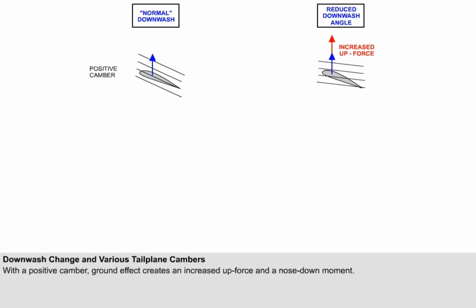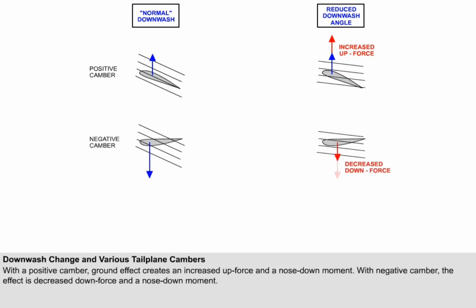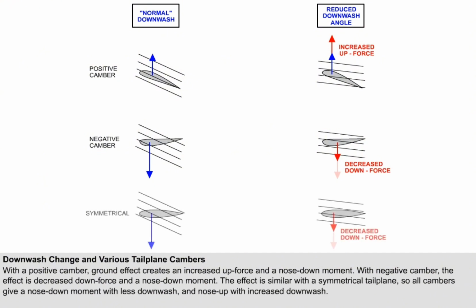Looking first at a positively cambered tailplane, ground effect creates an increased upforce. In other words, a nose-down moment. If the camber is negative, the change in downwash produces a decrease in the downforce, and again the result is a nose-down pitching moment. With a symmetrical tailplane, the effect is similar to the negative camber, so it can be said that a decrease in downwash will always result in a nose-down pitching moment. The opposite is true of increased downwash.